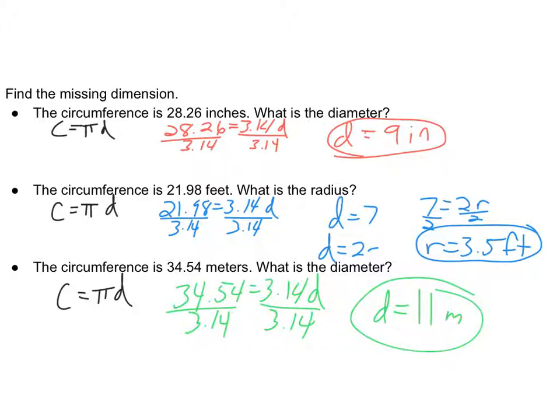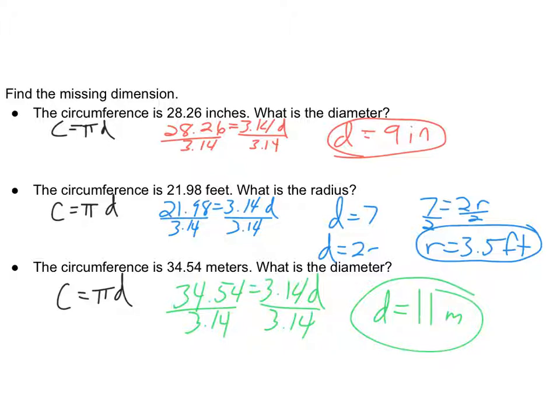For the second one, we're looking for the radius. In order to do that, we find the diameter first, so we take 21.98 and divide it by 3.14, giving us a diameter of 7 feet. Since the diameter is twice as big as the radius, we take that 7 and we divide it by 2, giving us a radius of 3.5 feet.